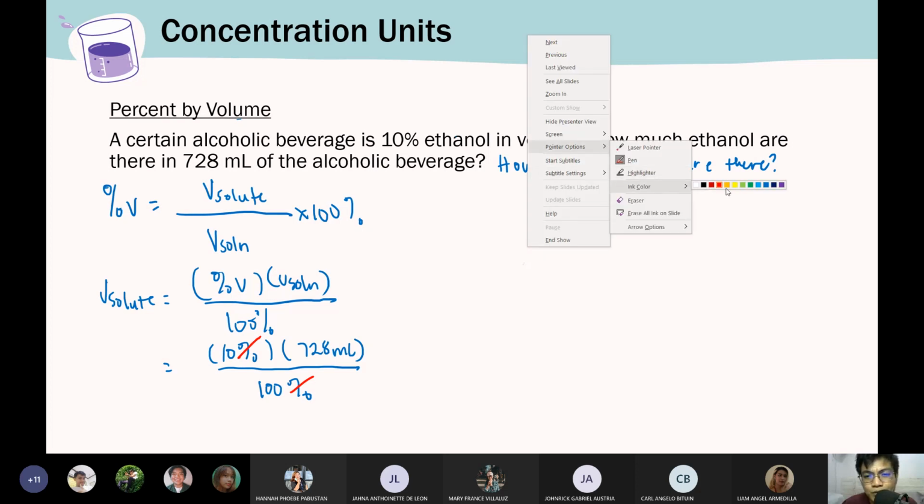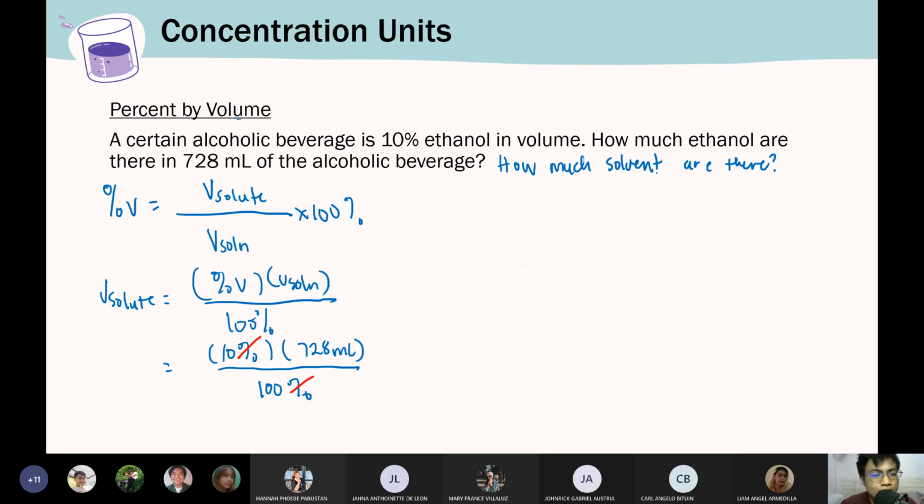And with that, the answer is 72.8 ml. Okay? That's the volume of ethanol. Now, to answer the next question, how much solvent are there? Basically, you just go back to the volume of the solution, okay?